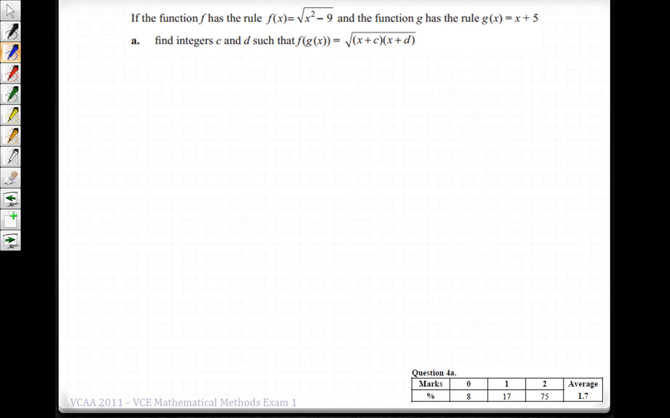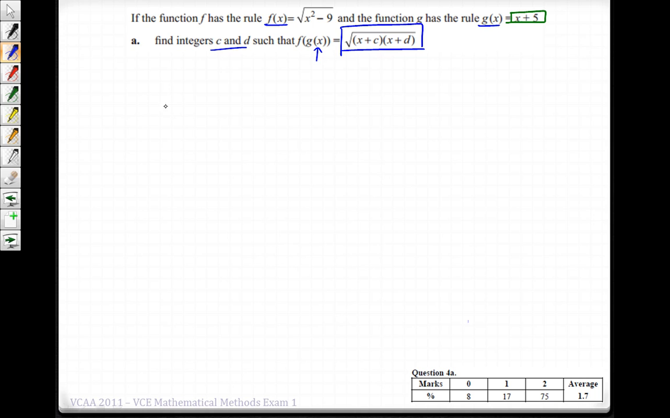Okay, so question 4a asks you to answer finding the integers c and d such that f of g of x exists in this form here, where we've been given f and we've been given the rules for g. So let's go about and put the composition together. So g is our inner function. So wherever there's an x in f, we're just going to replace it with all of this here.